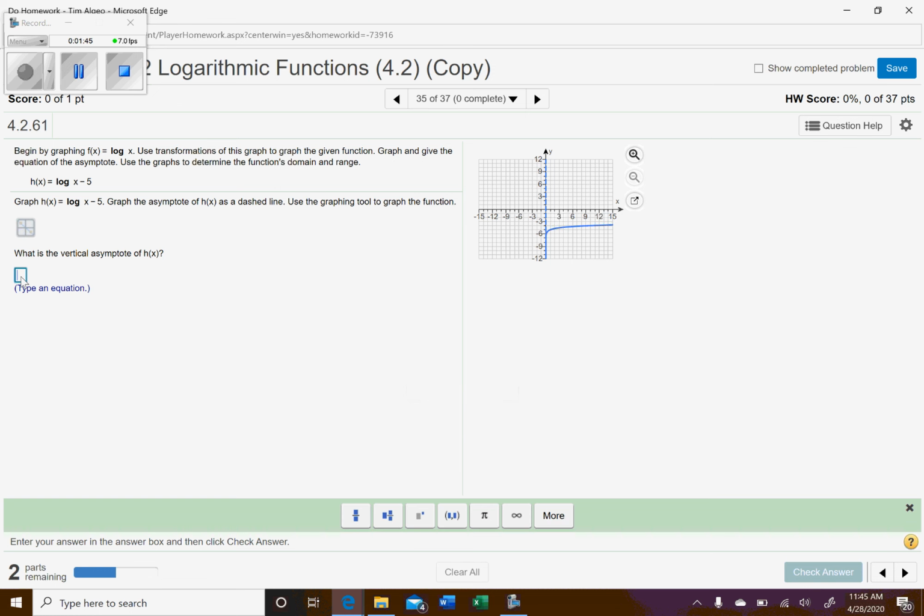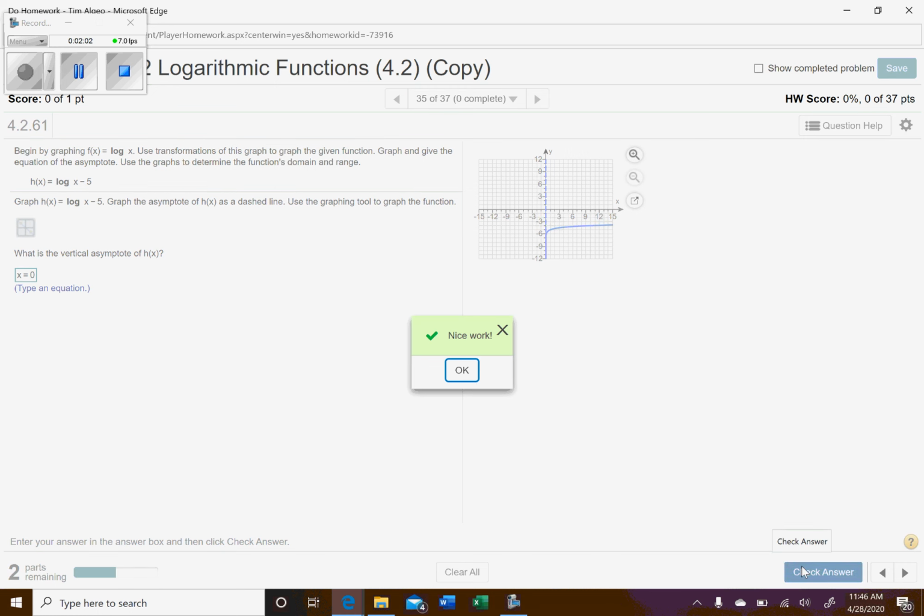So the vertical asymptote, it wants an equation. This time it's going to be x equals, for the vertical line, in this case x equals 0. It won't always be 0. Sometimes it will shift left or right, just depending on what happens. So we'll go ahead and check that.